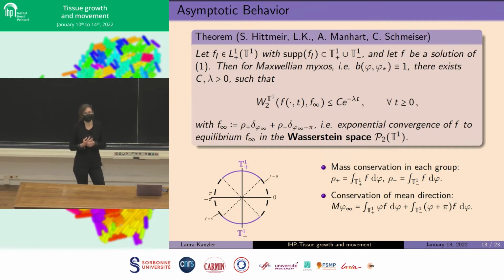And in that case, the masses of each of the groups are conserved, as well as the average, so the mean angle, which is the average of both groups of bacteria. So this is necessary.